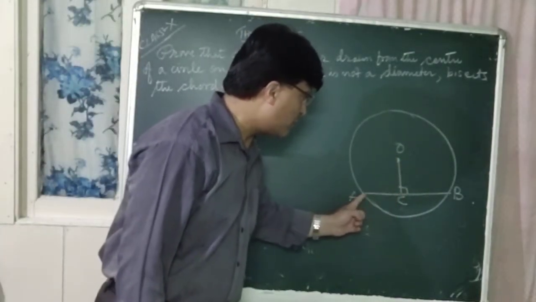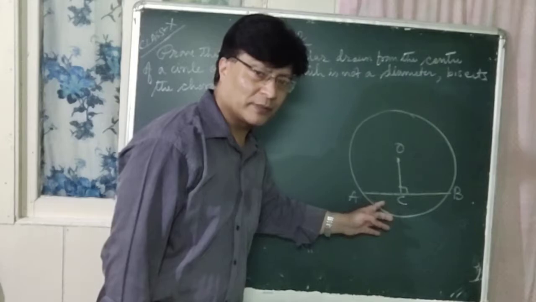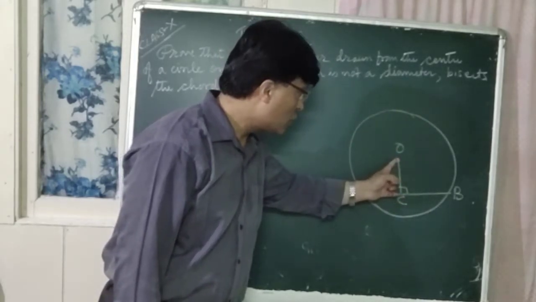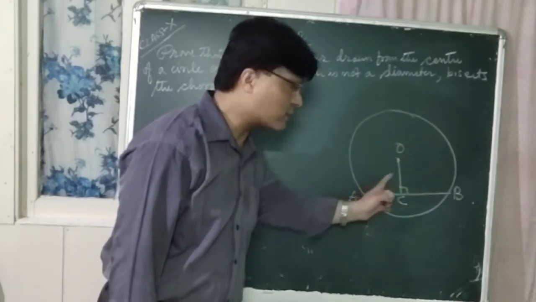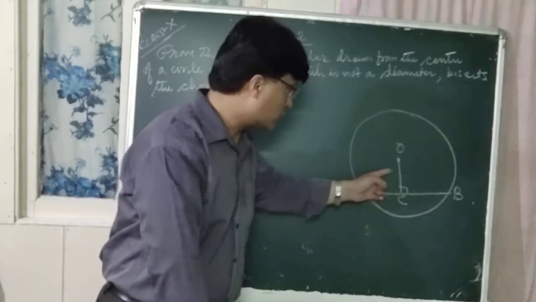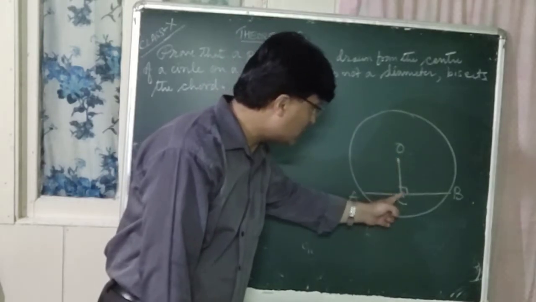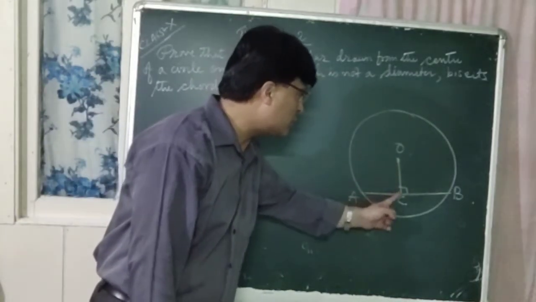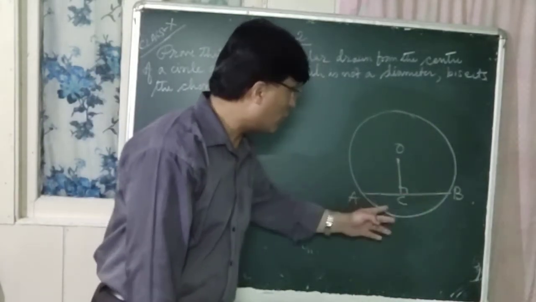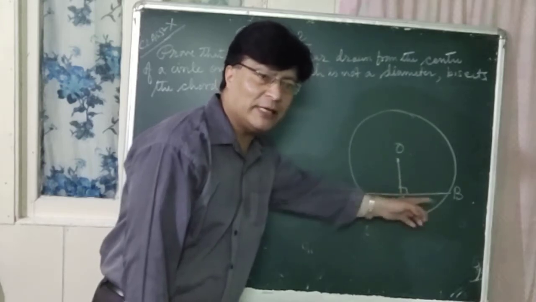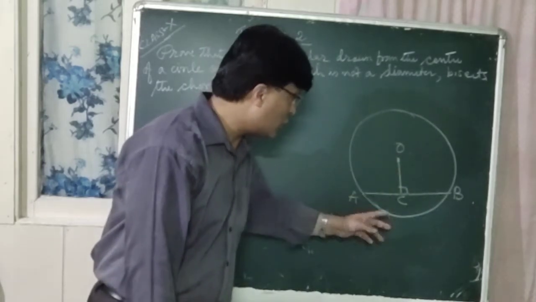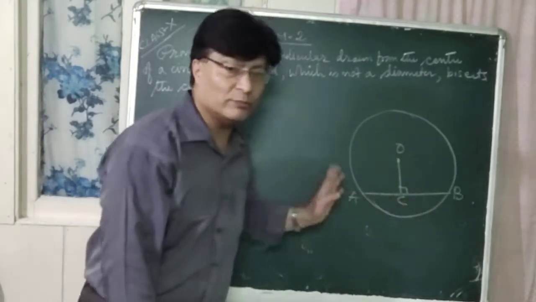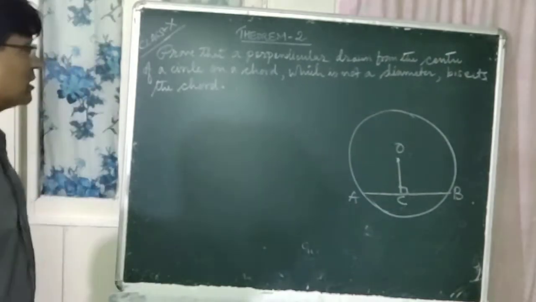OC is drawn perpendicular to the chord AB. This O is the center of the circle, right? O is the center of the circle, AB is the chord of the circle. So here OC is drawn perpendicular to AB. You have to prove that this OC will bisect AB, or OC will divide AB into two equal parts, or you have to prove that C is the midpoint of AB, or you may prove that AC is equal to BC. Is that clear? So let us prove it.